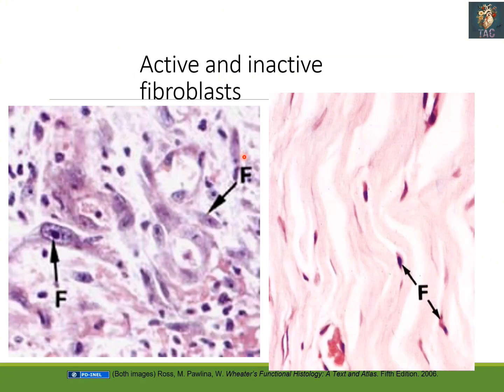This is the slide of active and inactive fibroblasts. In this area you can see these are the fibroblast nuclei present in the inactive stage, while here you can see the active fibroblast, and this active fibroblast in this H&E stained section shows strong basophilia. This is because of the large amount of rough endoplasmic reticulum. These are the other fibroblasts present in this section.